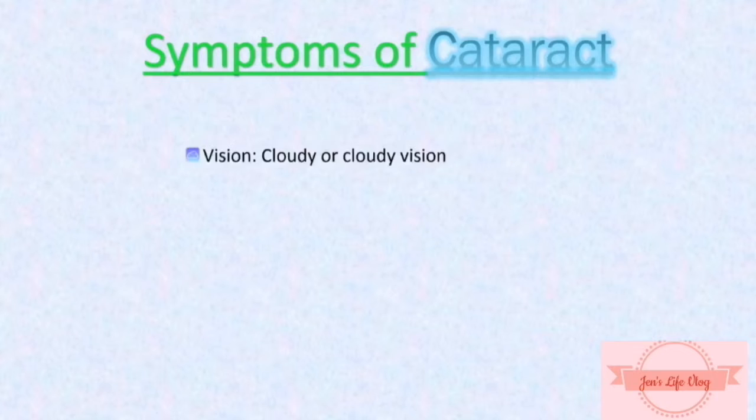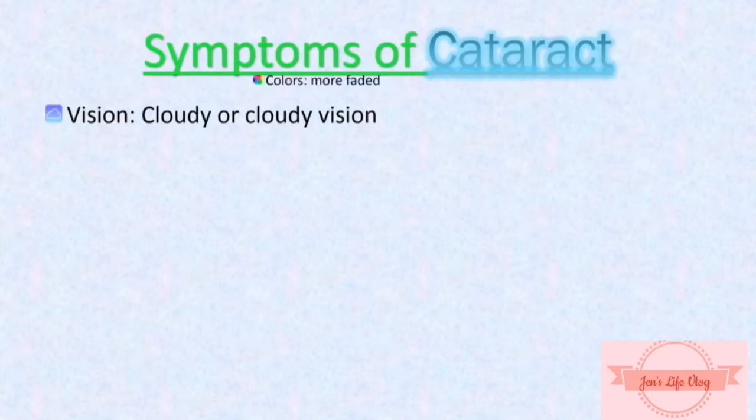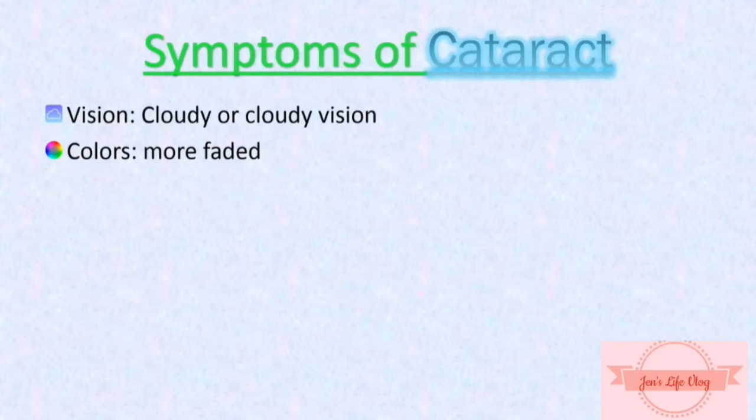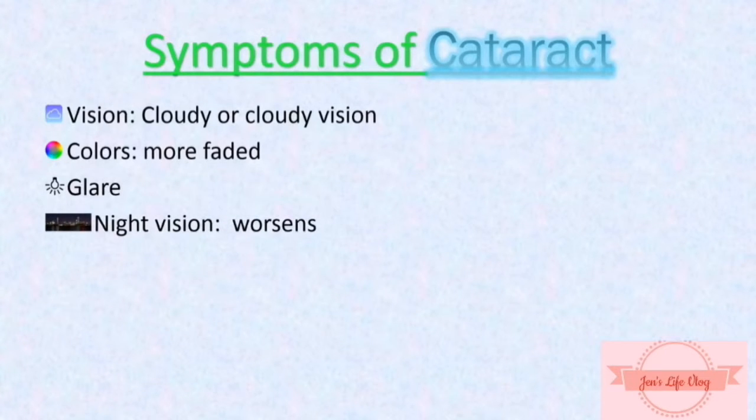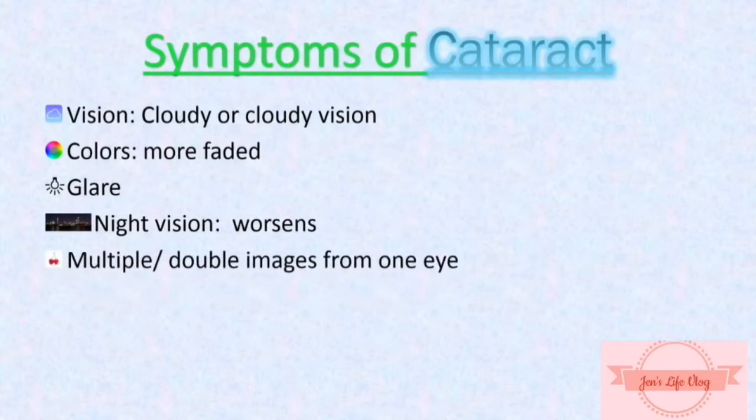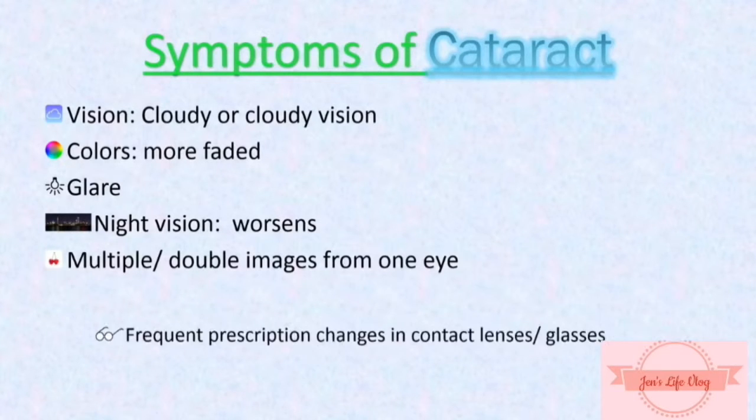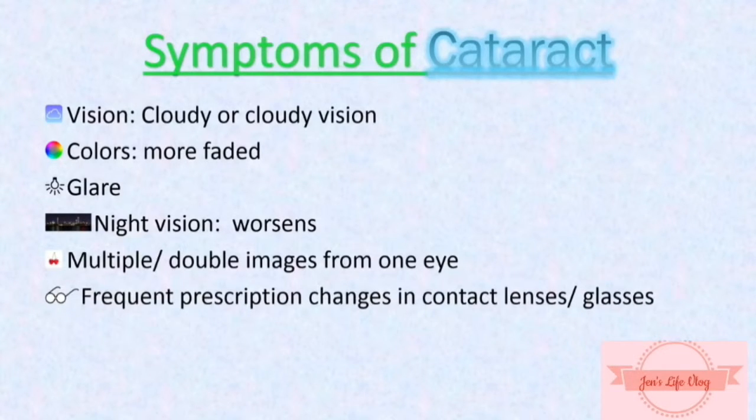The most common symptoms of a cataract are blurry or cloudy vision, colors that appear more faded, headlights, lamps, or sunlight that may appear too bright, a halo that may appear around lights, night vision that worsens, and multiple images or double vision from one eye. This symptom may disappear as the cataract gets larger. Finally, frequent prescription changes in contact lenses or glasses can also be an important sign of a cataract.